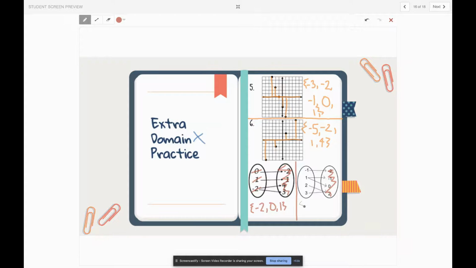And then for my last one, I've got -1, then positive 1, then 2, then 3. Double check, make sure you've got your negatives written down, because missing one negative is going to ruin the whole answer for you.